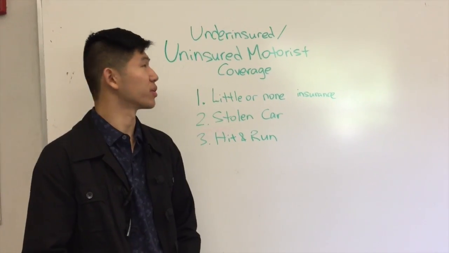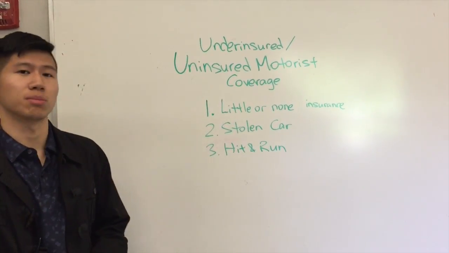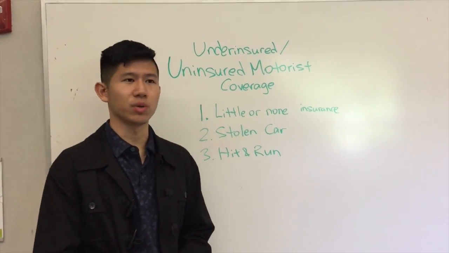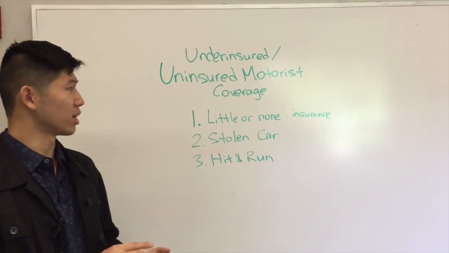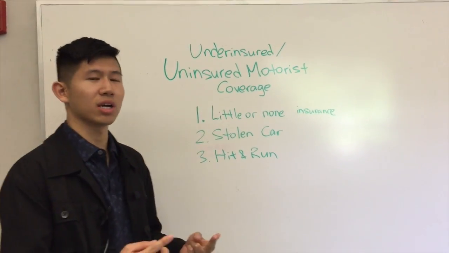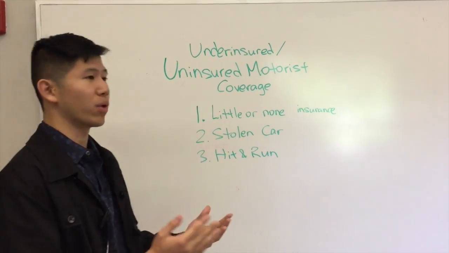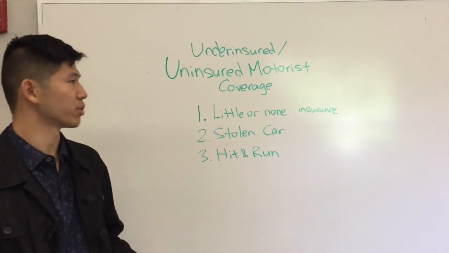Okay, so another type of insurance is underinsured/uninsured motorist coverage. What this refers to is, say you get in a car accident and the other driver is at fault and they are either underinsured or uninsured, you will be covered with your personal insurance because they don't have the insurance to cover you.